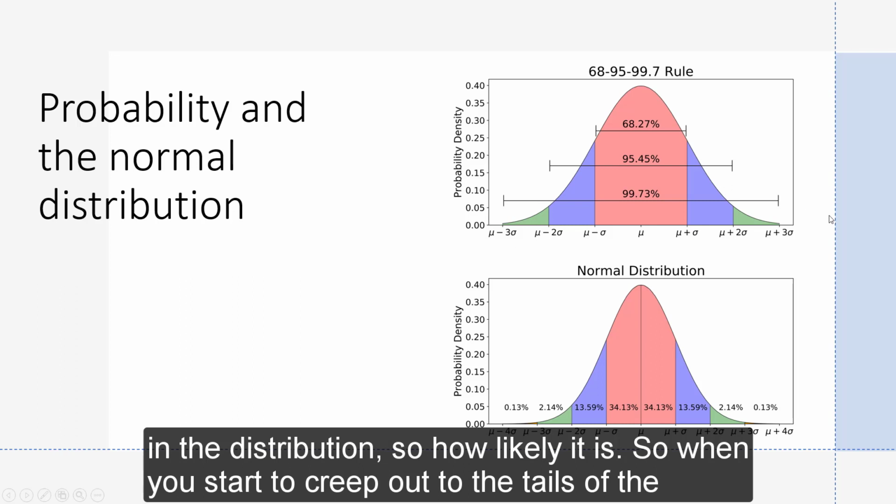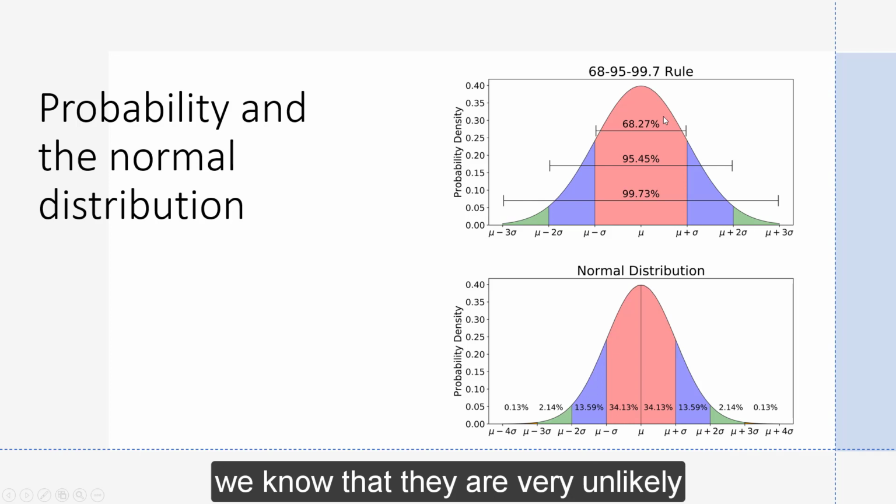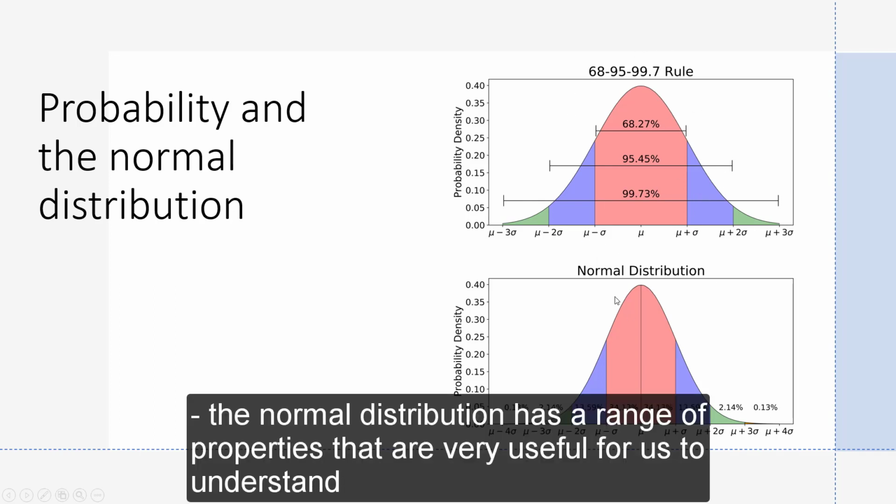So with a normal distribution, we know the likelihood of seeing someone at different values in the distribution, so how likely it is. When we start to creep out to the tails of the distribution, so very high scores or very low scores in a normal distribution, we know that those are very unlikely. So the normal distribution has a range of properties that are very useful for us to understand.